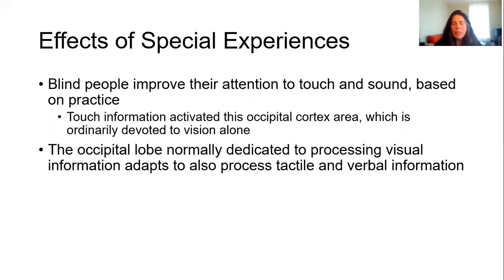Effects of special experiences. So blind people improve their attention to touch and sound based on practice. Touch information activated the occipital cortex area, which is ordinarily devoted to vision alone. So if you do experiments with blind people and you have them read Braille, areas of the occipital lobe will show activation in an fMRI scan. So the occipital lobe, normally dedicated to processing visual information, will adapt to process tactile and verbal information as well.